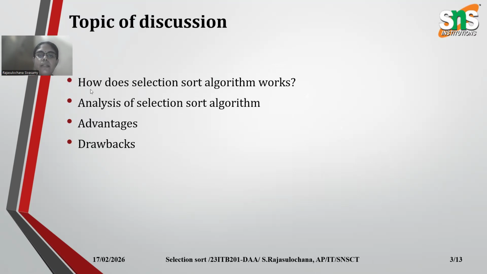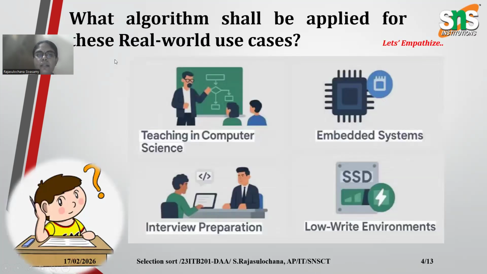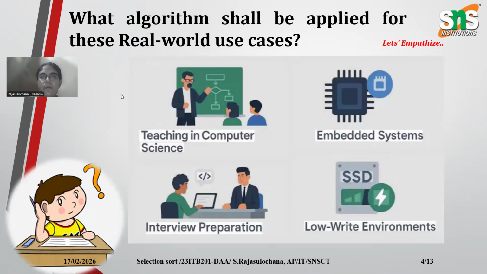We are going to see how this selection sort algorithm works, and we will see the analysis of selection sort algorithm. We will also discuss its advantages and disadvantages. So now look at this real world problem. We have several use cases to discuss, like teaching in computer science, embedded systems, preparing for an interview, and working in a low light environment. So every day we come across more than one use case, and in order to solve all these use cases, what is the best algorithm do you think can be applied? This is what we are going to discuss today.